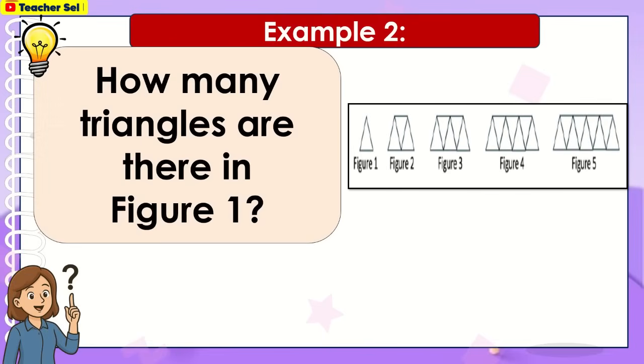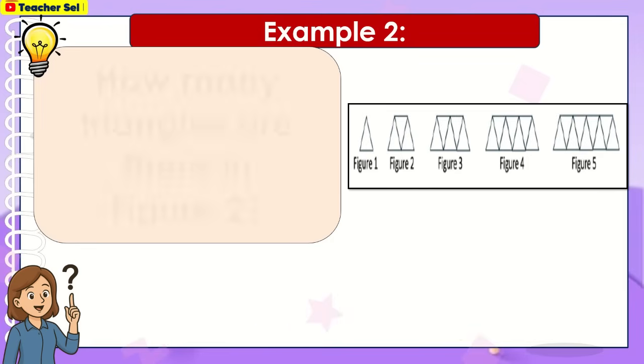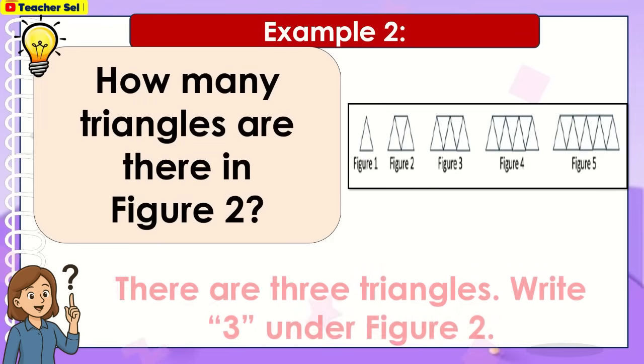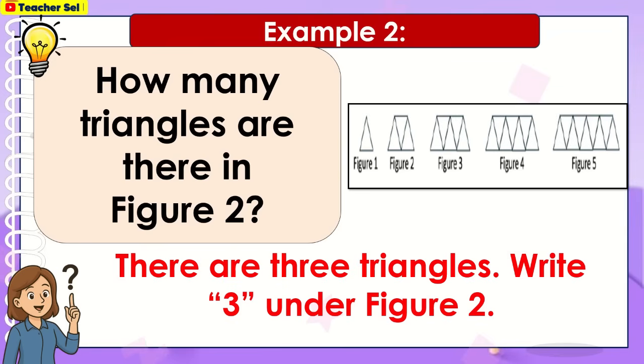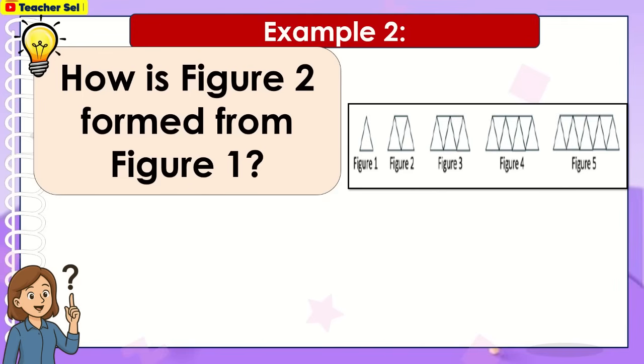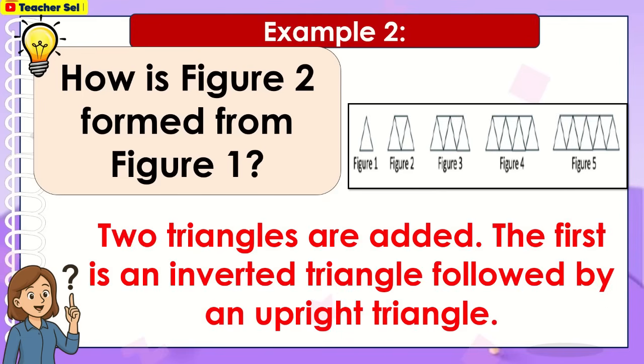Example 2. How many triangles are there in figure 1? There is one triangle. Write 1 under figure 1. How many triangles are there in figure 2? There are 3 triangles. Write 3 under figure 2. How is figure 2 formed from figure 1? 2 triangles are added. The first is an inverted triangle, followed by an upright triangle.